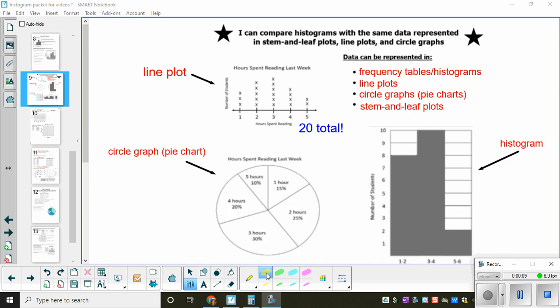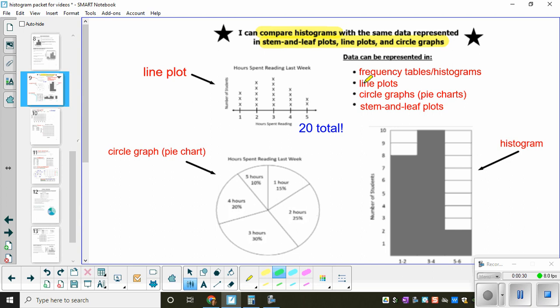Now that we've been in this unit for a couple of videos and you've gotten pretty comfortable with histograms, today we're going to compare our histograms and look at the same data represented in other types of graphs. Today we're going to talk about stem and leaf plots, line plots, and circle graphs, and compare the data represented in those to the histograms that we've gotten comfortable with.